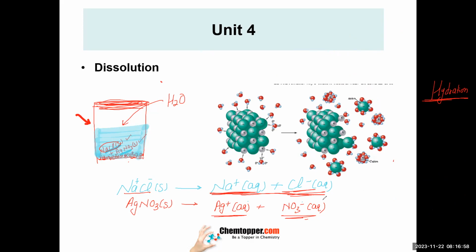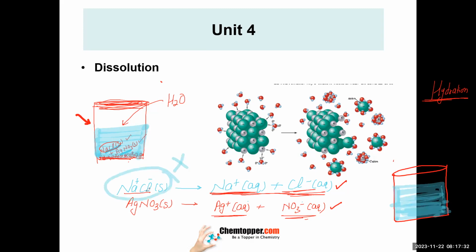AgNO3, 100%. It is going to be present in this form. Now, what is there in the beaker? In the beaker, we don't have this solid. There's nothing. I'm making the beaker again. I'm showing you the picture of the beaker with water now. This is water, in bulk, the solvent. Now, what is present in this water? Do you have this NaCl solid? No. Do you have this AgNO3 solid? No. What is there? Can you name the ions present in this water?